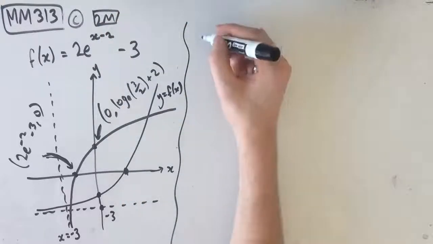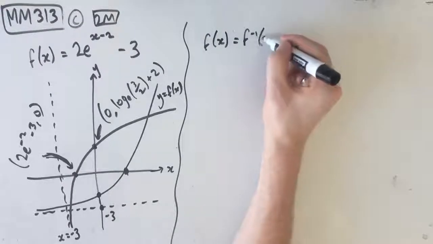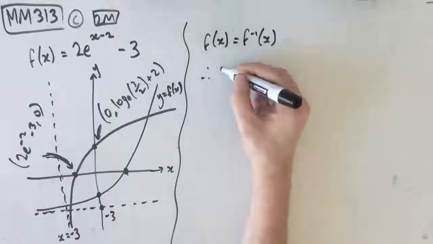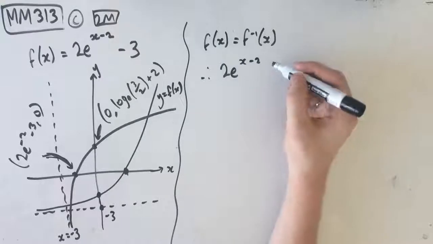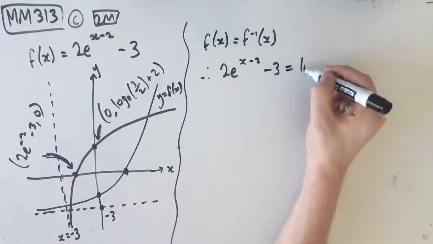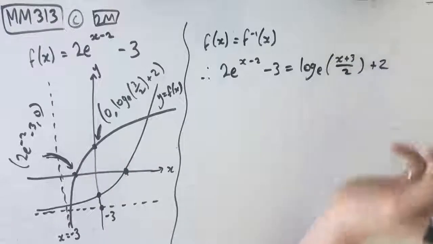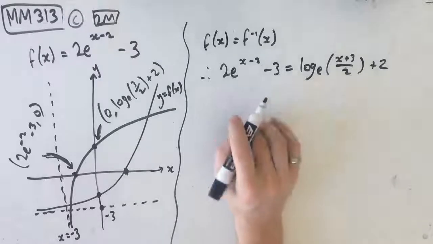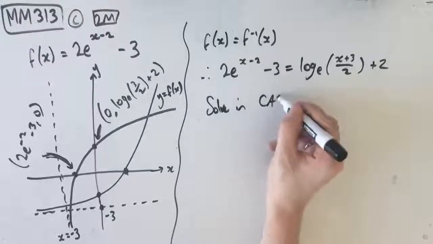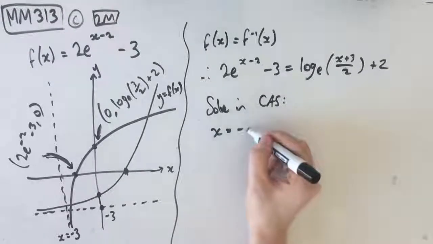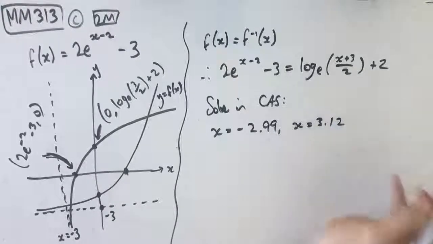Awesome. So, for points of intersection, let f of x equal inverse of f of x. So therefore, because whenever we have points of intersection, we let them equal each other. So 2e to the (x take 2) minus 3 is equal to log e of (x plus 3) over 2, plus 2. Now, we cannot do this by hand, but we do have our CAS available. So, solve in CAS. This will be my line of working as well. x equals negative 2.99 and x equals 3.12. Awesome.